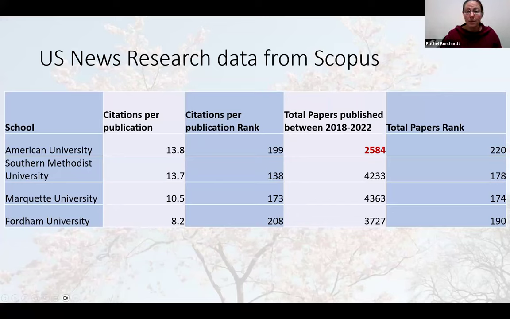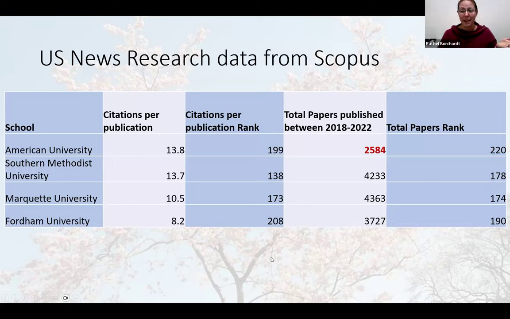This was the information that was sent to us from US News. You can see we're the top row, and then I pulled three comparisons that we use in our upcoming reaccreditation self-study. We identified them as having similar research profiles to AU, though obviously not exactly the same. When you look at the total number of papers published, you can see that we're far behind: 2,500 versus 3,700, 4,200, et cetera. We're all below that 5,000 threshold. But if you look at the total papers rank, we're all fairly similar. Once you get below 5,000, what's 1,000 between friends?